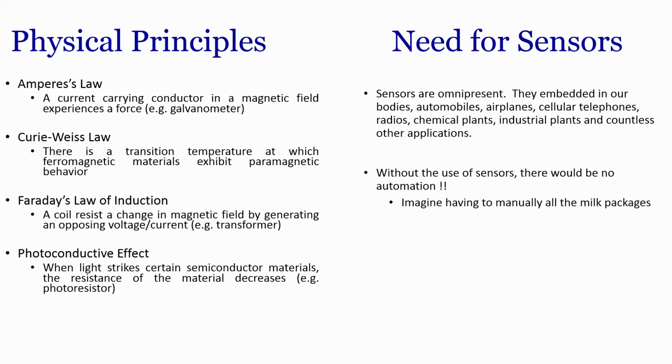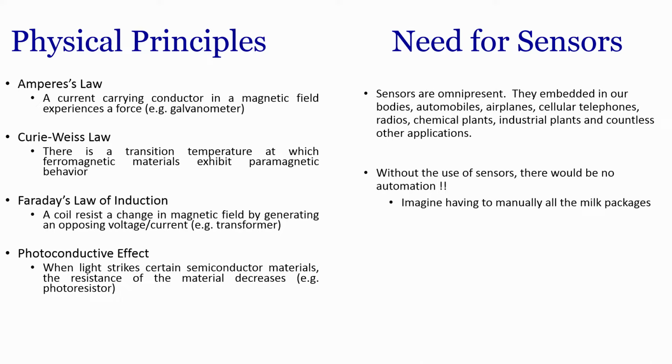Now, let us see physical principles and then we will see the need for sensors. When we talk about physical principles, there are several laws that we need to understand. The first law is Ampere's law, where a current carrying conductor in a magnetic field experiences a force, for example a galvanometer, right. Then there is the Curie-Weiss law, where at a particular transition temperature, ferromagnetic materials will exhibit paramagnetic behavior.